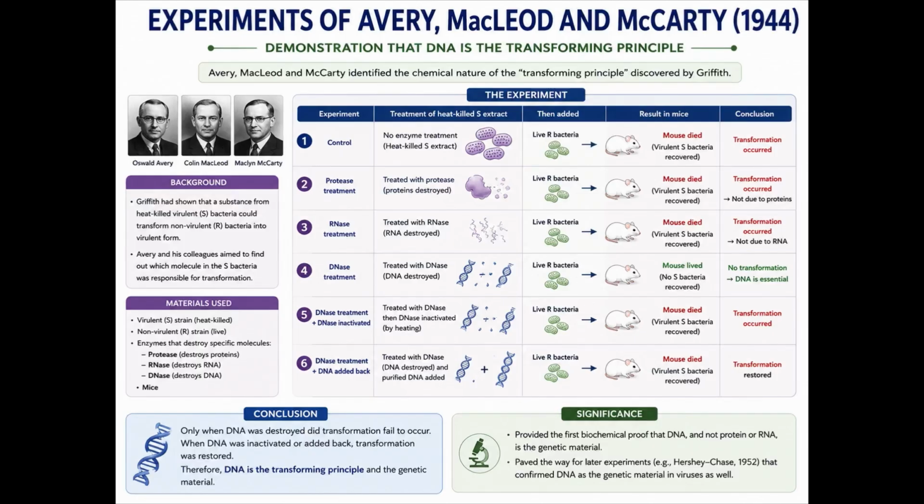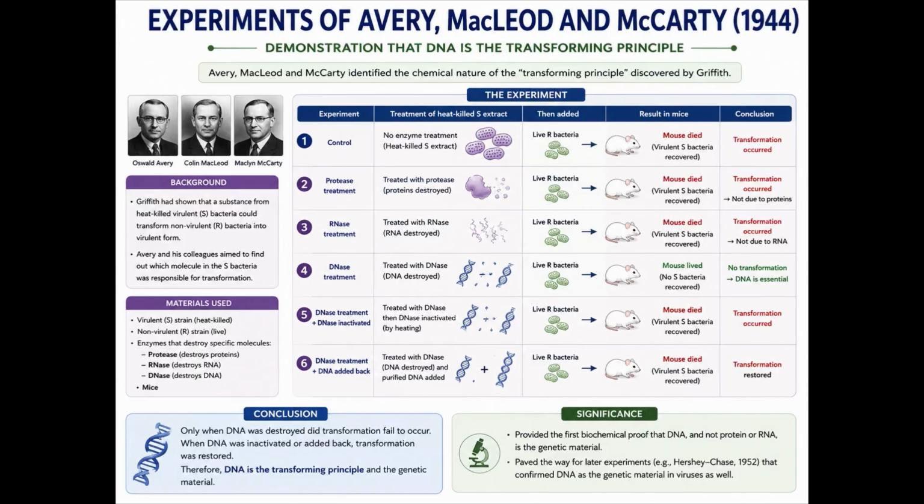Now, in the fourth experiment, they used DNase with the heat killed S extract, thus, the DNAs are now destroyed. So, the heat killed S extract with DNA destroyed is mixed with live R bacteria and injected into the mouse. Here, the mouse lived, so no S bacteria is recovered. So here no transformation occurred, and it is evident that DNA is the transforming principle.